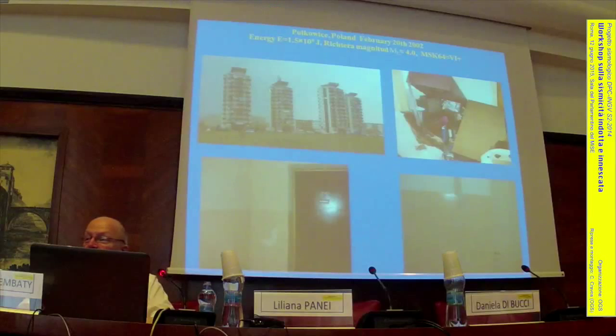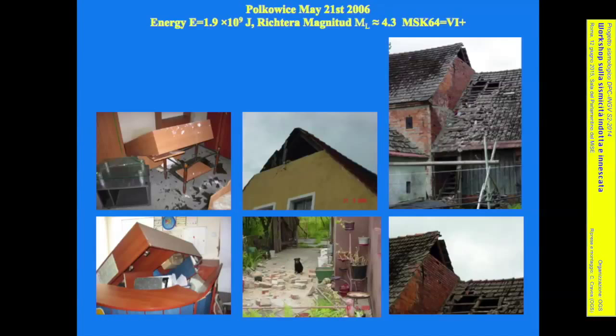Here is a rock burst of February 20, 2002, Richter magnitude about 4, MSK 6 plus. So some buildings, some higher buildings have shown cracks. There is a particular problem of falling furniture due to these high frequency effects. So this could be danger for the people. Here is another one of 4.3 magnitude. You can see the typical problem is from this type of walls, which are somewhere around here.